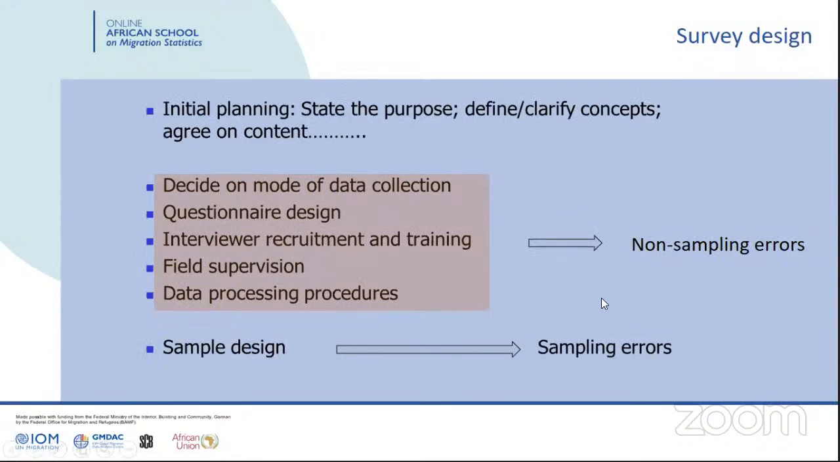So let's just look at survey design. Well, all of you have probably been involved in this procedure, well, at least most of you. When you plan, you design, and you execute a sample survey. Those are the main steps you go through when you design your survey.